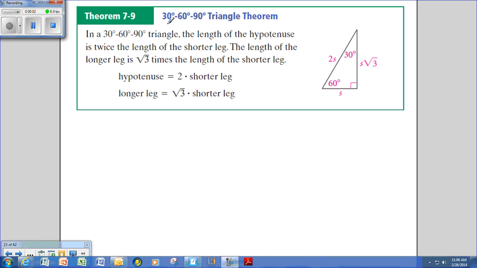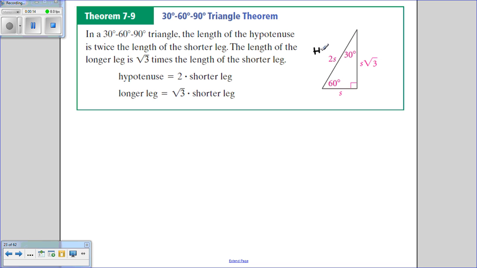Today's lesson is on the 30, 60, 90 right triangle and how it works. We have three sides to this triangle. We have the hypotenuse, which is across from the right angle. We have the short leg, which is across from the 30-degree angle. And we have the long leg, which is across from the 60-degree angle.